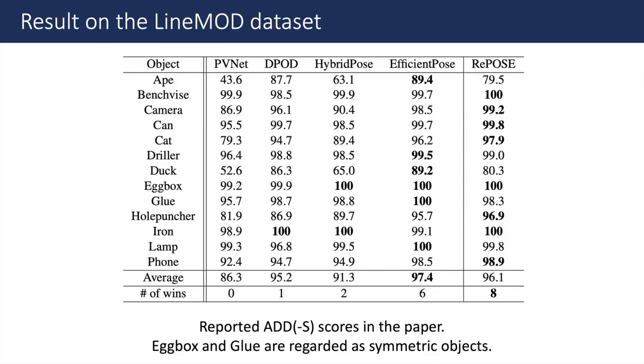For evaluation, we test our method against the latest methods on the LineMOD, Occlusion LineMOD, and the YCB-Video datasets. As shown in the table, our scores are comparable or better across all objects than the current state-of-the-art, EfficientPose. The average score is a bit lower, but the number of wins shows that RePOSE achieves better performance on more categories than EfficientPose.